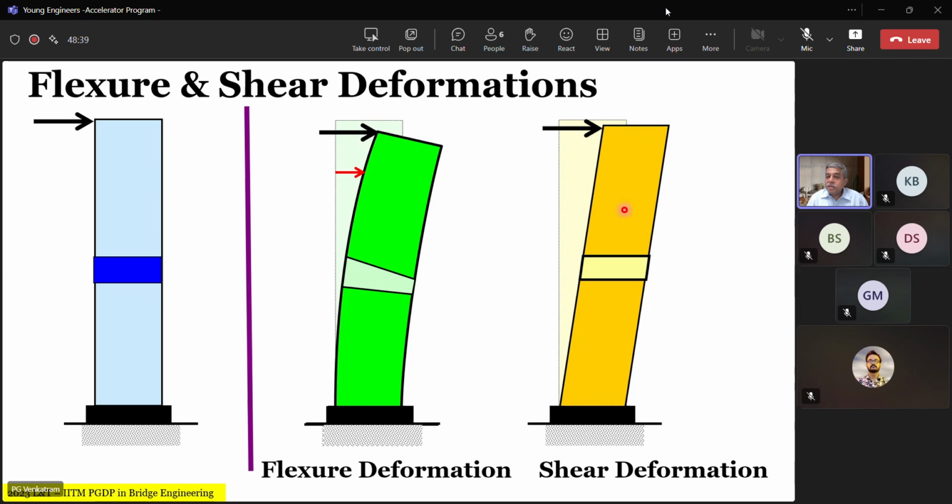But in the case of shear deformation, the left hand fiber and the right hand fiber do not change in length. It is just that this rectangle, the blue rectangle, becomes a parallelogram, whereas the blue rectangle becomes somewhat like a trapezium in the case of flexural deformation. This is the basic characteristic of deformation, right?